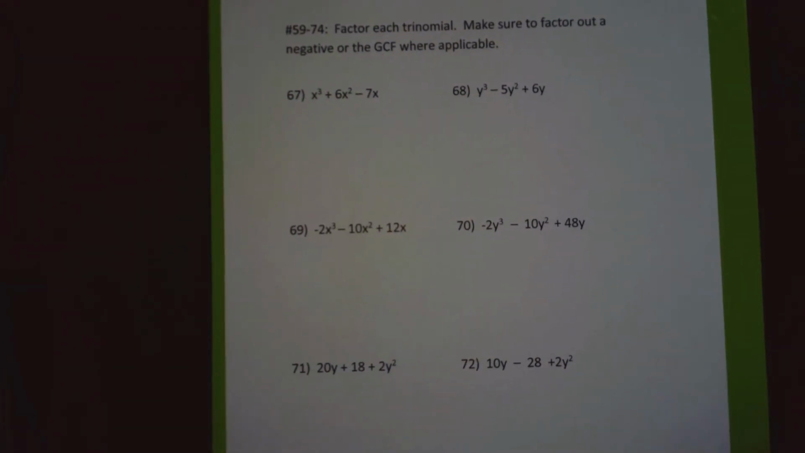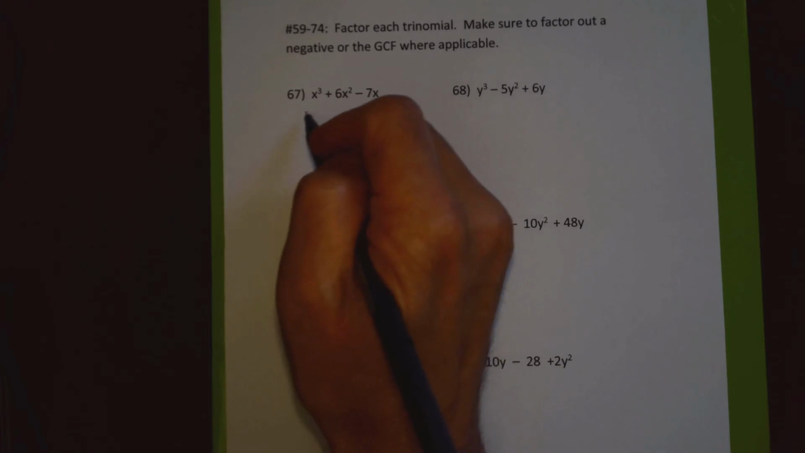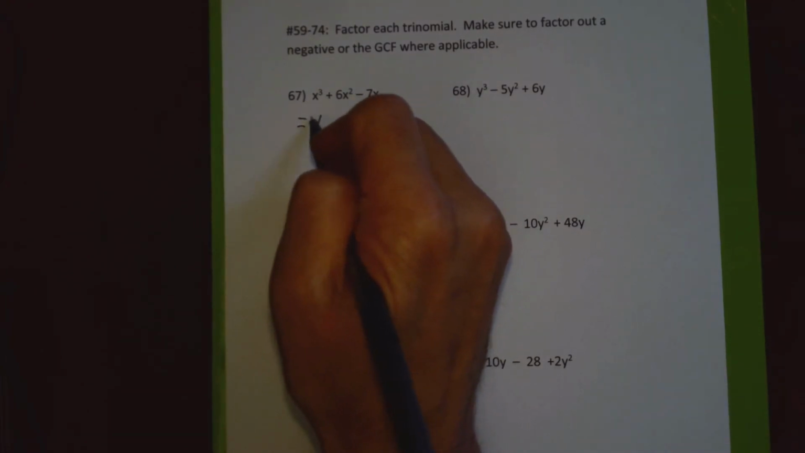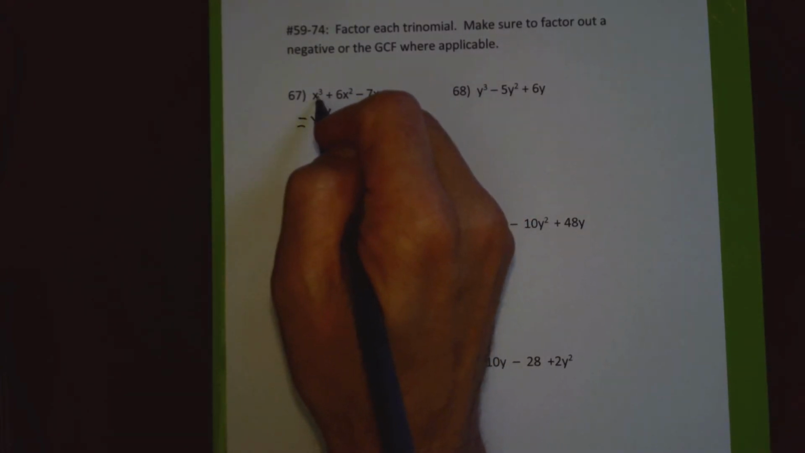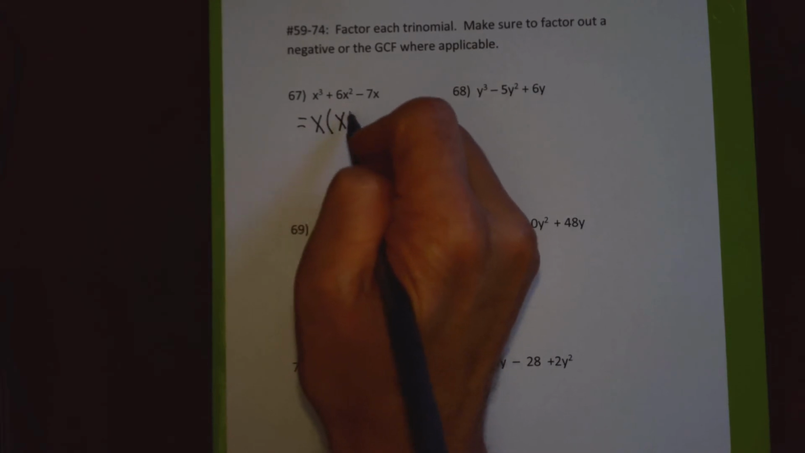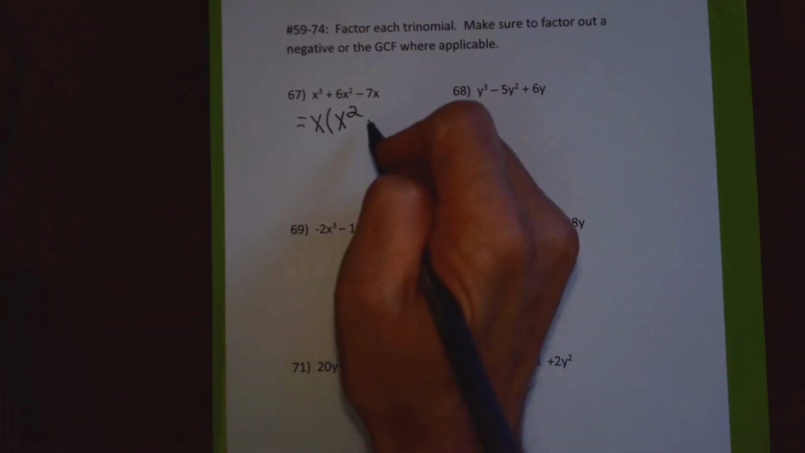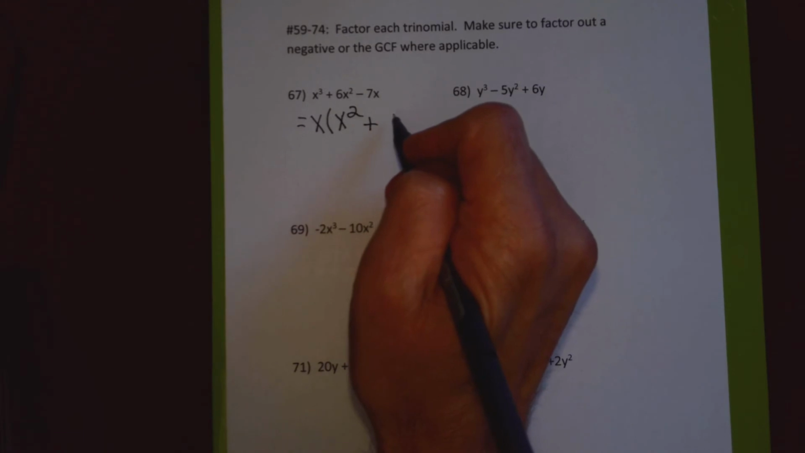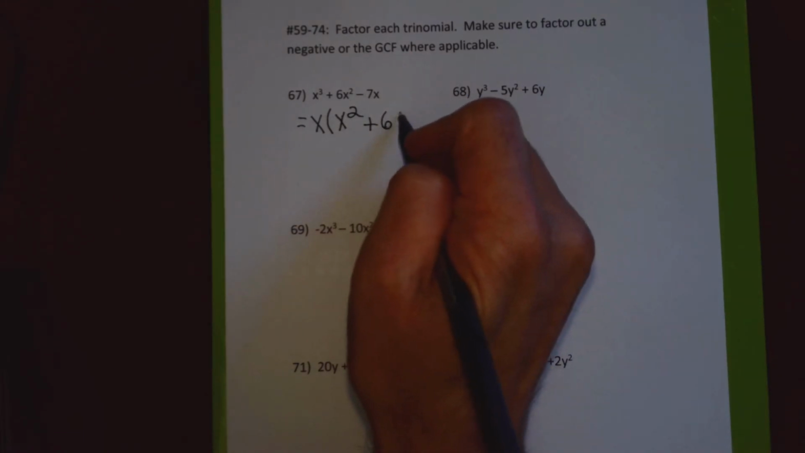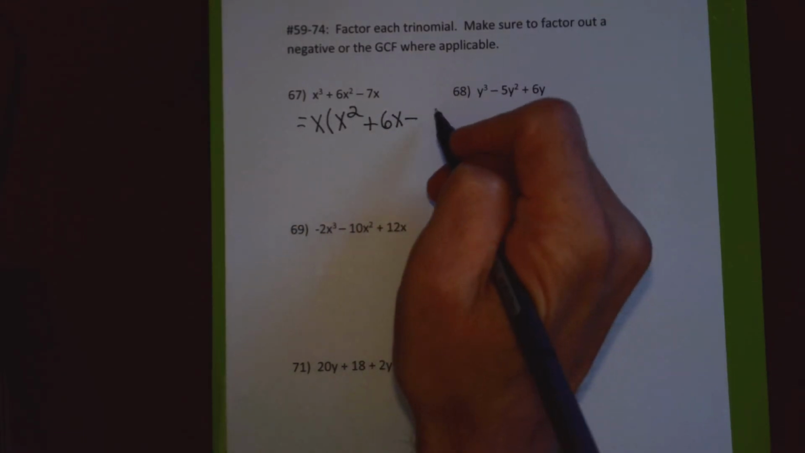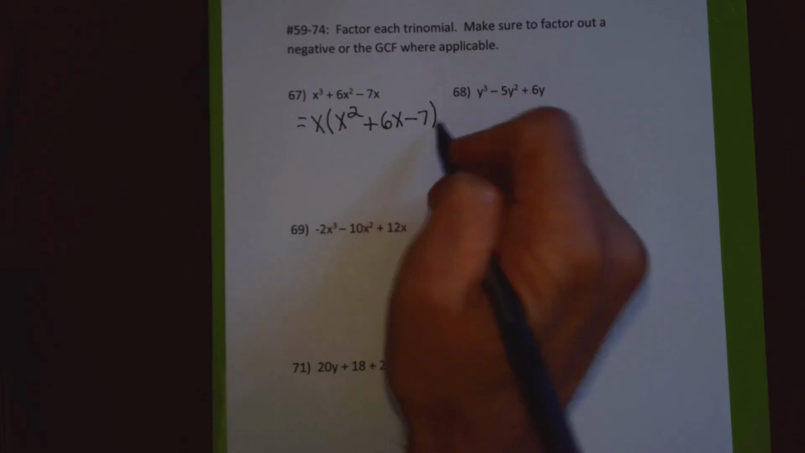In problem 67, maybe we can do that together. Maybe pause the video, try 67, then I'll do it for you. In problem 67, there's a common factor of an x. I'm going to take an x away from each term. The first term had 3 x's. I factored out an x. I'm left with 2. The middle term had a 6 and 2 x's. I took 1 x away, so I'm left with a 6 and an x. The last term had a 7 and an x. I'm left with the minus 7.